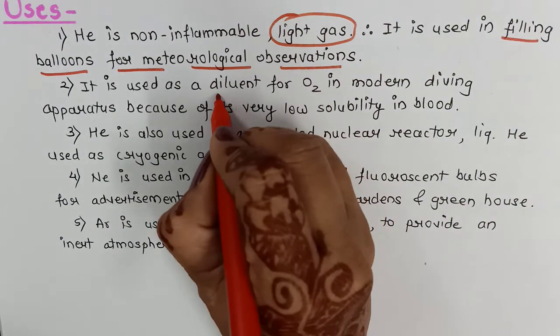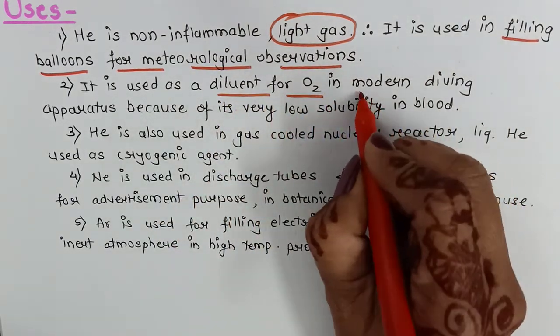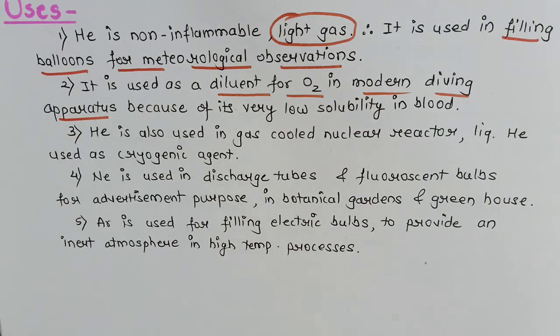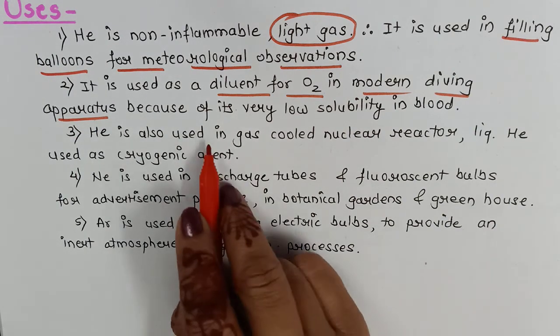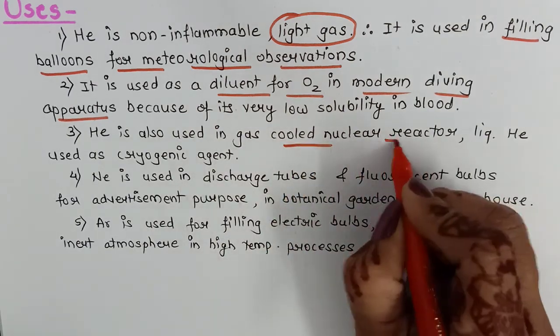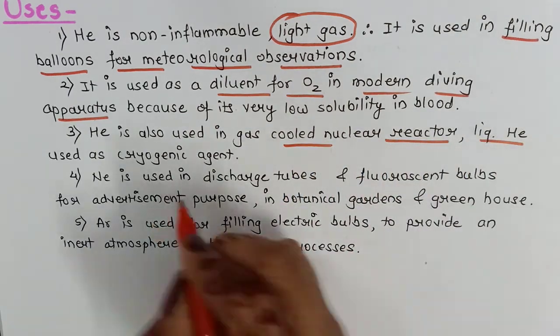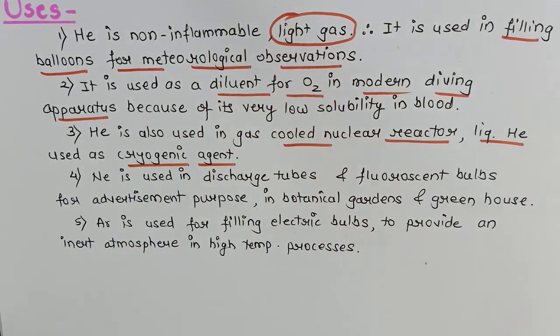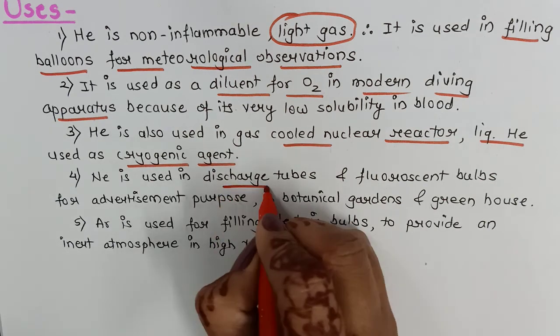Secondly, it is also used as a diluent for oxygen in diving apparatus. This we have already studied in the chapter on solutions. Helium is also used as a coolant gas in nuclear reactors. Liquid helium is also used as a cryogenic agent, especially for reactions which are carried out at low temperature. Neon is used in discharge tubes.